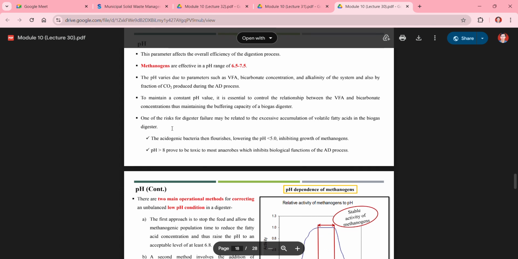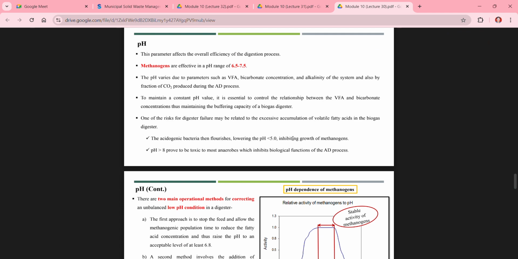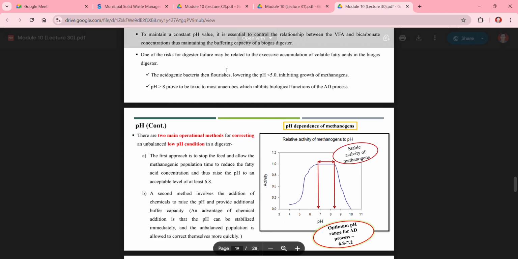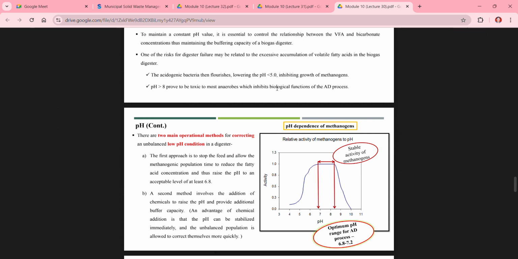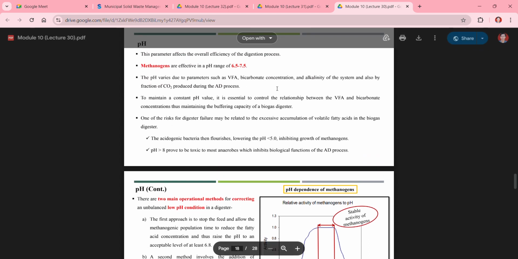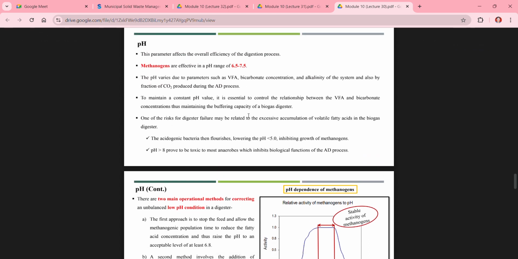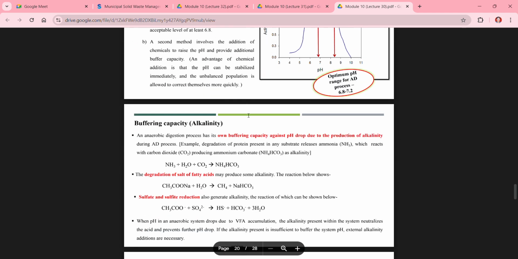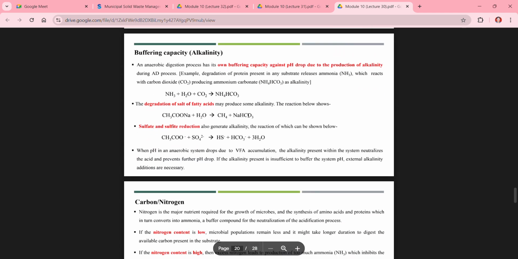One of the risks for digester failure may be related to the excessive accumulation of volatile fatty acids in the biogas digester. The acidogenic bacteria then flourish, lowering the pH value up to 5.0 and inhibiting growth of methanogens. A pH greater than 8 proved to be toxic to most anaerobes, which inhibits biological functions of the AD process. So we have to maintain the pH value in the range of around 6.5 to 7.5 for proper anaerobic digestion process.